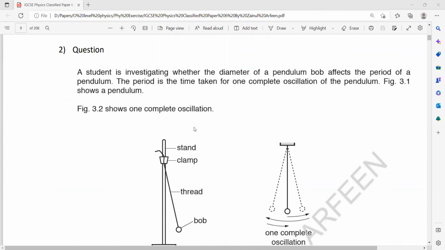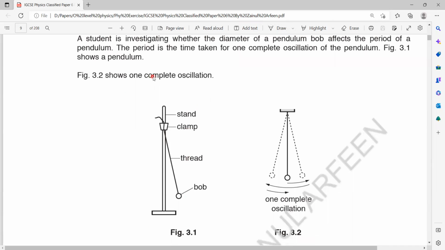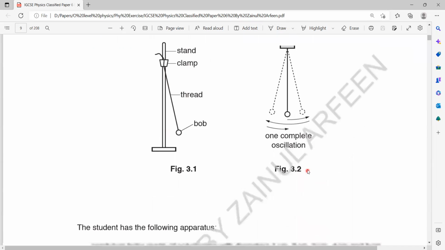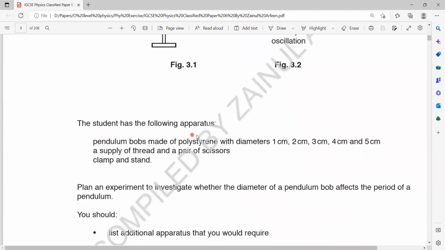So in the first part, a student is investigating whether the diameter of a pendulum bob affects the period of a pendulum. Period means how much time it will take to complete one vibration or oscillation. Figure 3.1 shows a pendulum and one complete oscillation. The student has the following apparatus.